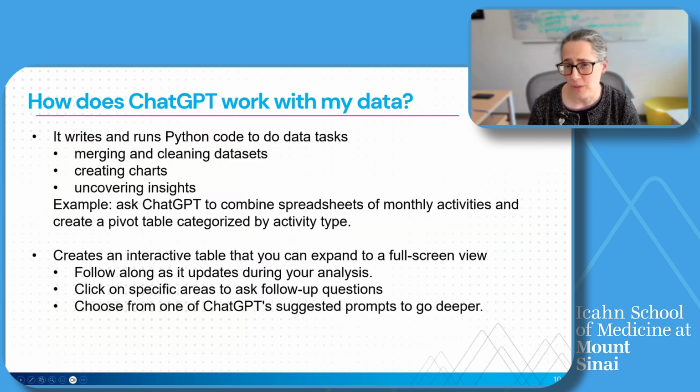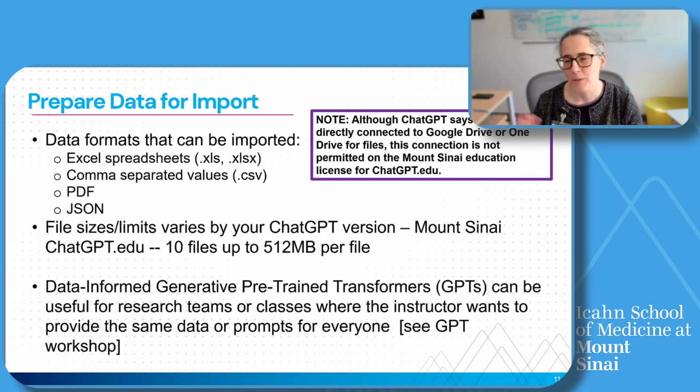Okay, so as I mentioned, the way that ChatGPT works with any data you upload is that it writes and runs Python code to do the data tasks, whether those are merging or cleaning data sets, creating charts, or what it calls uncovering insights. You can upload two spreadsheets that have a common connecting variable or column and ask it to create a pivot table, and then it'll show you the code that it used to join those two data sets and create the pivot table so that you can validate what it's doing. For many things, it will take the data you uploaded as a spreadsheet or a PDF, and we'll get to that in a minute, and create an interactive table that it's using to run those scripts on, that you can then make full screen to follow along and ask questions and use its prompts. And we will show an example here shortly.